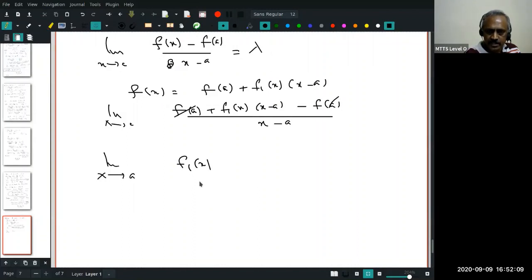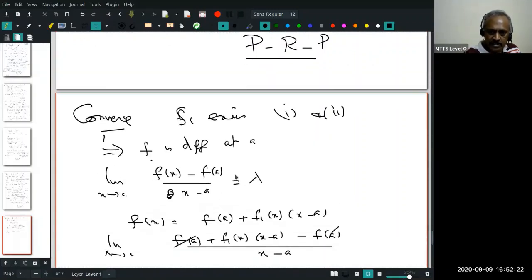Do you understand this? But f1 is continuous at a. And therefore, limit x tends to a of f1 of x is f1 of a. Do you understand? Therefore, I have shown this limit exists and this limit is nothing other than f1 of a. Therefore, this limit exists. That means f is differentiable at a and the derivative is f1 at a. So, I have proved the result.